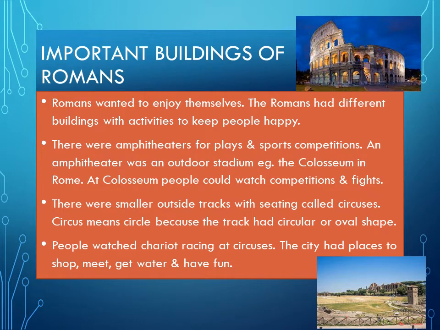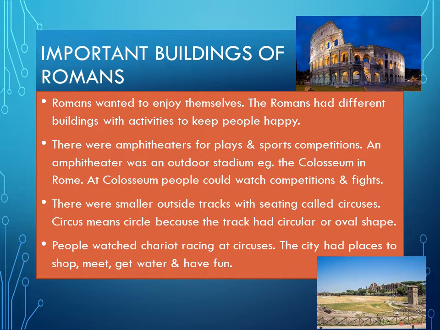Now, let us see the important buildings of the Romans. Romans wanted to enjoy themselves. The Romans had different buildings with activities to keep people happy. There were amphitheaters for plays and sports competitions. An amphitheater was an outdoor stadium, for example, the Colosseum in Rome. So the picture on the top is of the Colosseum. At the Colosseum, people could watch competitions and fights.